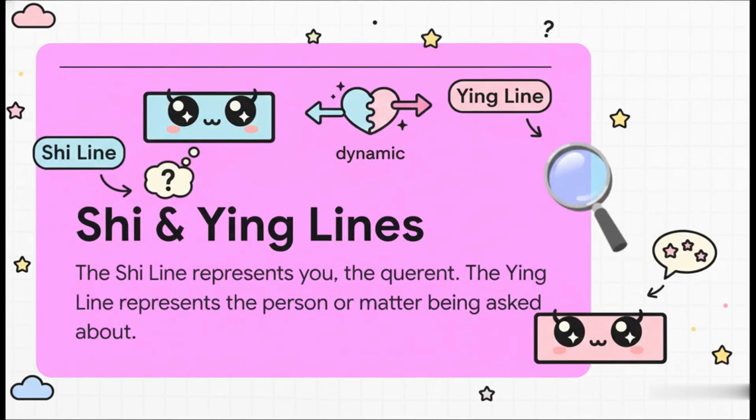Now, in this whole cast, there are 2 main characters, the absolute stars of the show. You have the she line, which is always you, the person asking the question. Then you have the yin line, which represents the other person, or the thing you're asking about. The whole dynamic, the whole story between these 2 lines, that's pretty much the whole point of the reading.